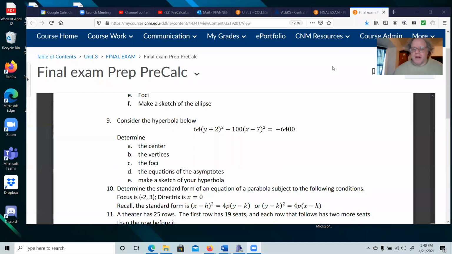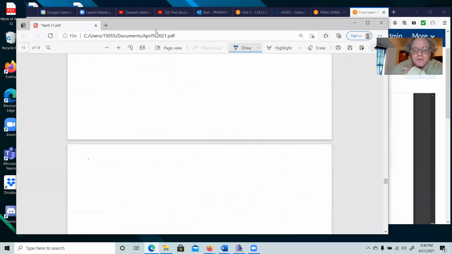All right, welcome back. We are going to talk about hyperbolas now. Okay, so here's the problem. Consider the hyperbola below. The first thing to do is to put this into standard form so we can answer some of these questions. All right, so what do we have?